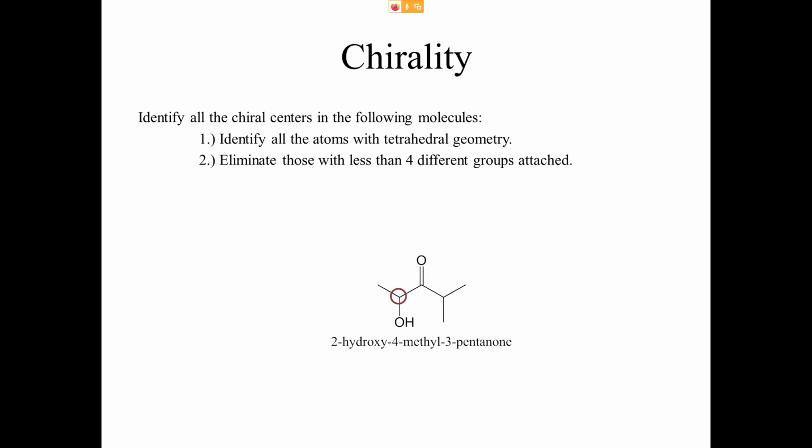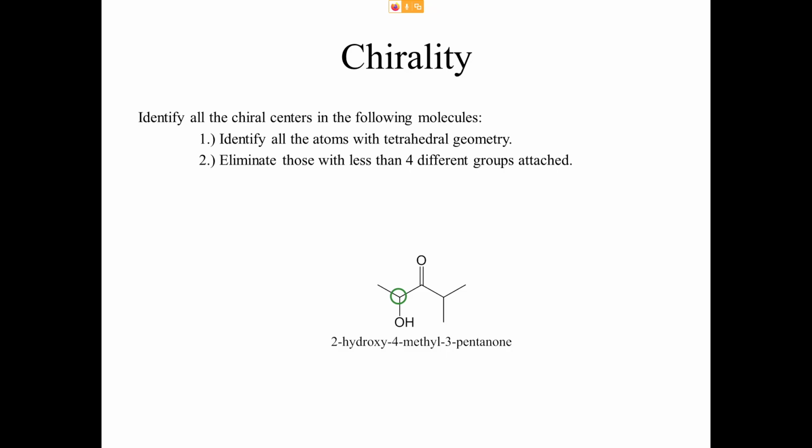And the one on the left has 4 unique things. There's the methyl group to the top left, there's the OH down below, there's this entire rest of the molecule attached over here. I'm not just looking at this carbon, I'm looking at the whole thing. It's different from any other thing. And there's a hydrogen not drawn, which is different from all the others, so this one is definitely chiral. So this molecule had 1 chiral center.